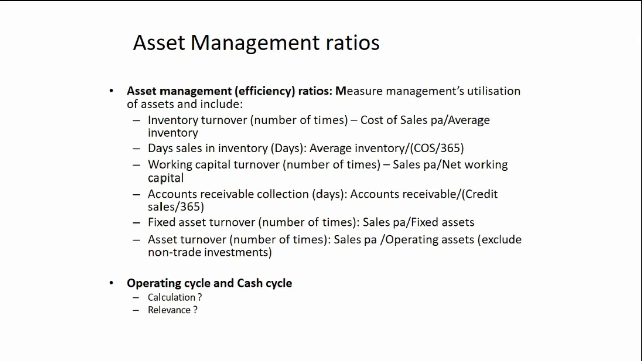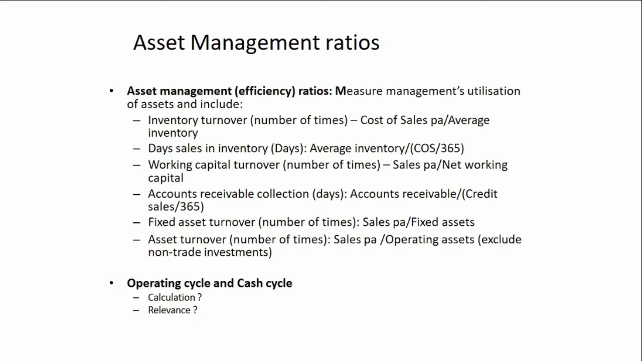If we look at our fixed asset turnover ratio and our asset turnover ratio, these ratios indicate the utilization of these assets. So if we look at our fixed asset turnover ratio, this ratio indicates the utilization of PPE relative to the operating levels as reflected by sales. So this ratio is calculated by taking sales per annum divided by our fixed assets. Then we have our asset turnover ratio. This is calculated by taking our sales per annum divided by our operating assets.